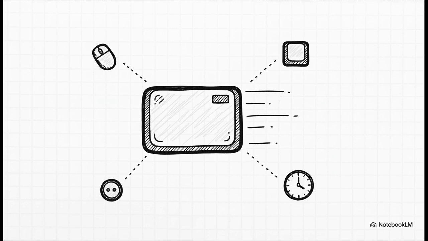Next up is the event. This is that package we were talking about. And it's not just an empty signal. It's a full-blown Java object. It's packed with useful info, like which button was clicked, the exact X and Y coordinates of the mouse, or which key was pressed on the keyboard.